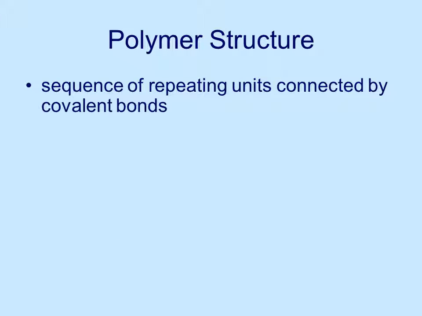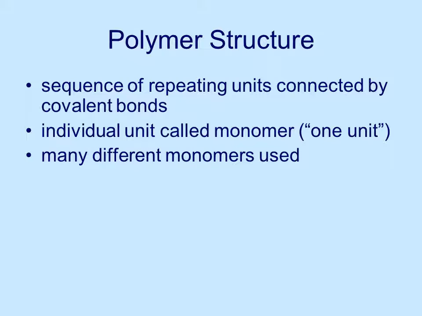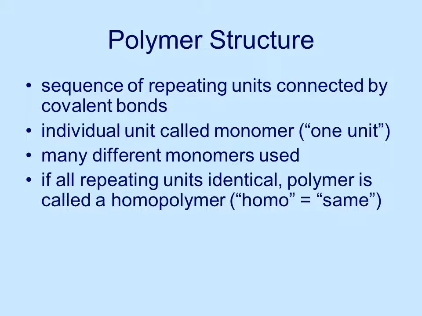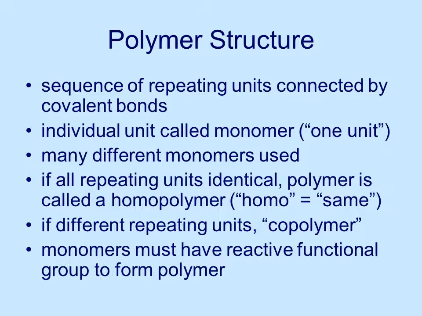Polymer structure is a sequence of repeating units connected by covalent bonds. Okay, so these are covalently held together, so they're not likely to come apart unless there's a chemical reaction. An individual unit is called a monomer, mono meaning one and mer meaning unit. Many different monomers can be used, a wide variety of them. If all the repeating units are identical, the polymer is called a homopolymer, homo meaning the same. If different repeating units are used, then it's a copolymer, and that gives us an indication of the structure.